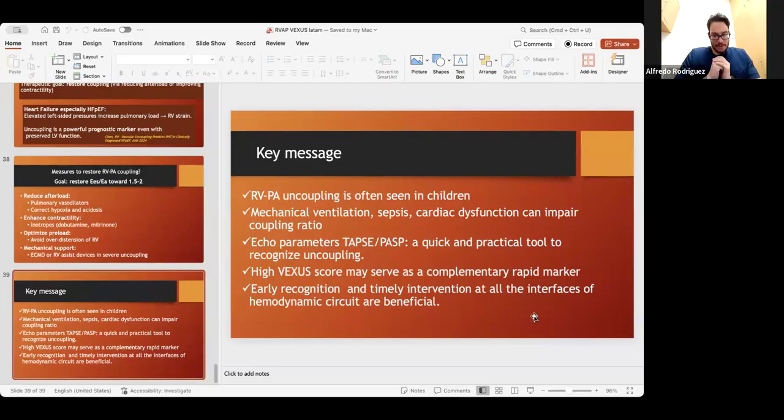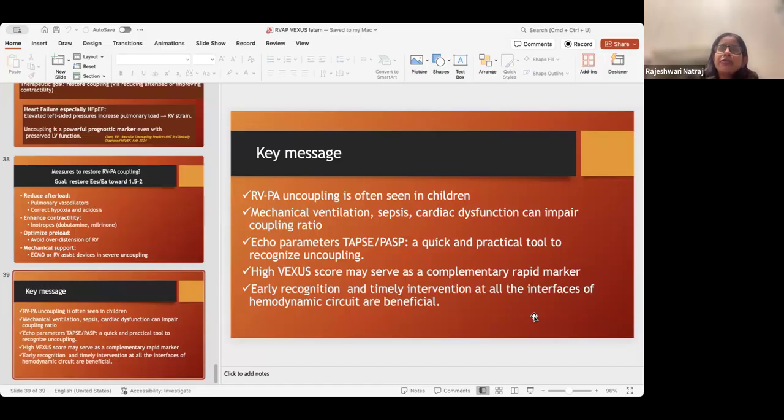Perfect. Another question I would like to ask is about the external validity of the study. Since you included only children with established RV systolic dysfunction, and you established this well in your limitations, to what extent do you believe that the VExUS TAPSE PASP ratio relationship applies to postoperative patients with preserved RV function, for example? Suppose you have TR for other anatomical reasons, you may have a VExUS score.